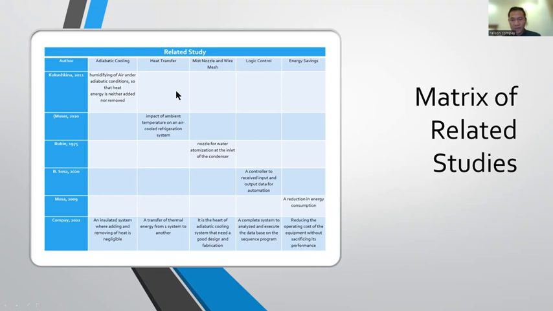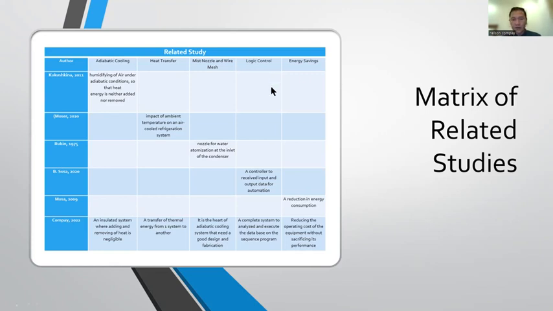For heat transfer, a transfer of thermal energy from one system to another, or this is the impact of ambient temperature on an air-cooled refrigeration system. So, means nozzle and wire mesh. It is the heart of an adiabatic cooling system that needs good design and fabrication, especially the nozzle, for water atomization at the inlet of the condenser.